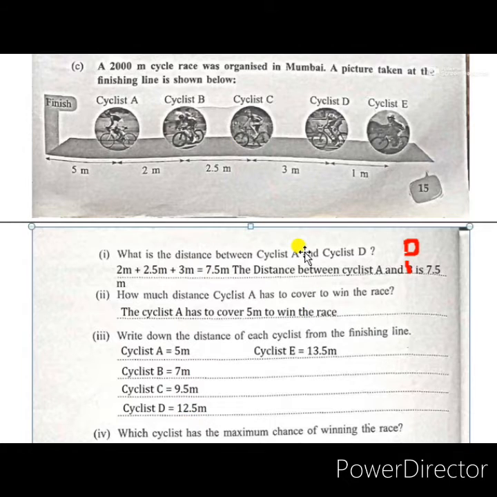Now distance between cyclist E and finishing point.